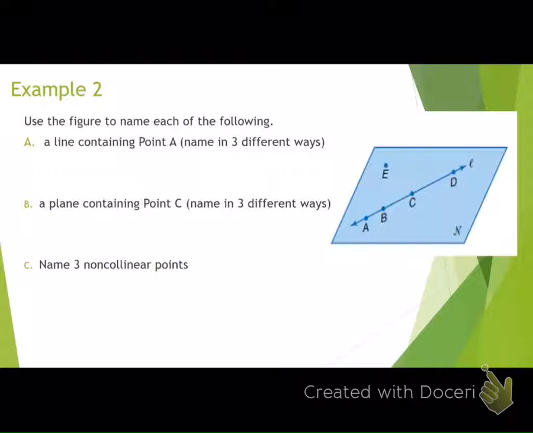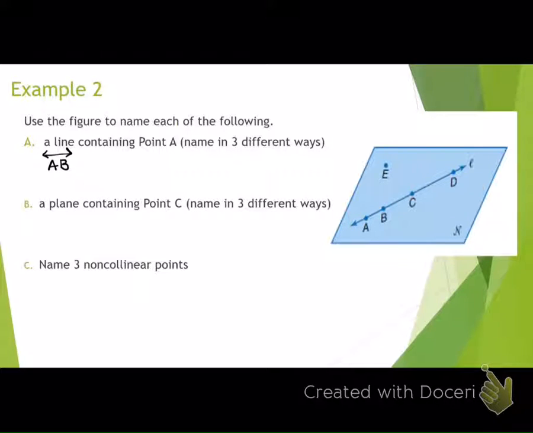So label each of the following. So give me a line containing point A, and we're going to name it in 3 different ways. So Melinda, give me a line containing point A, and we'll name it 3 different ways. And what do you have to put over AB if you're going to say it that way? With the line over it, so you could do it this way. AB contains it. Give me a different way to label the line.